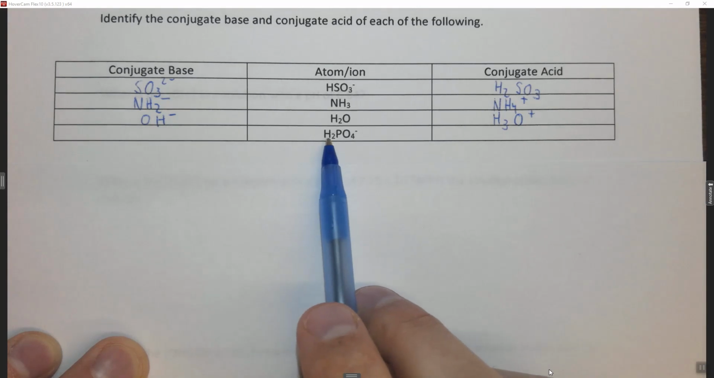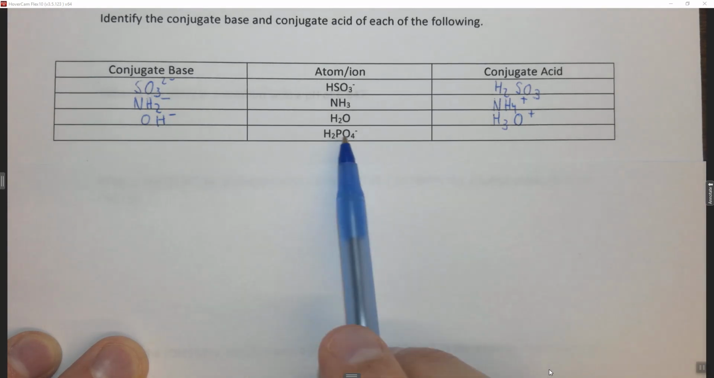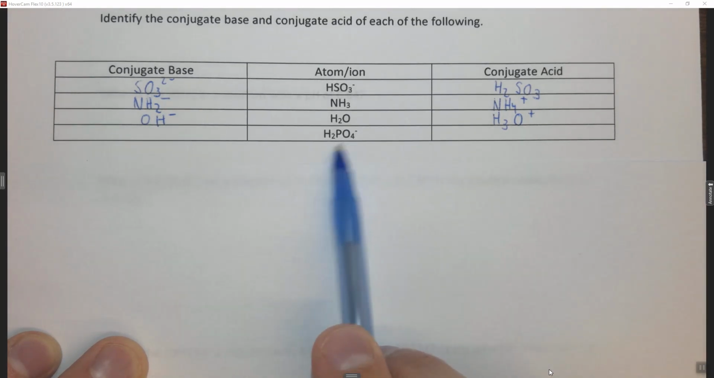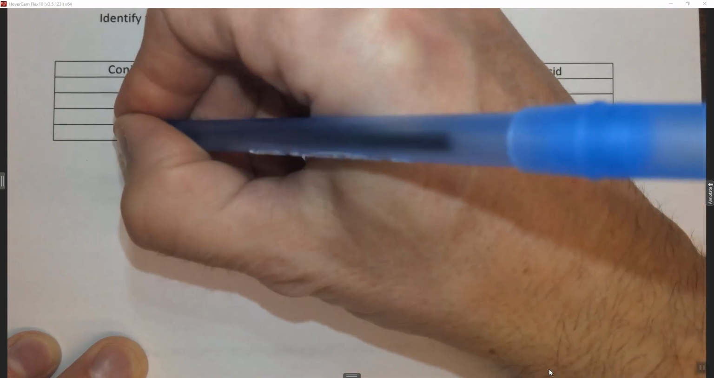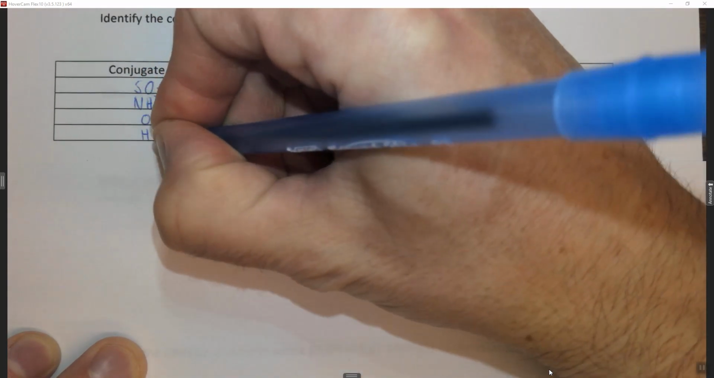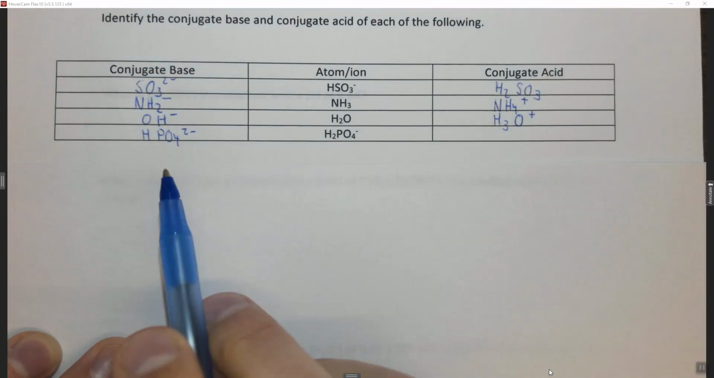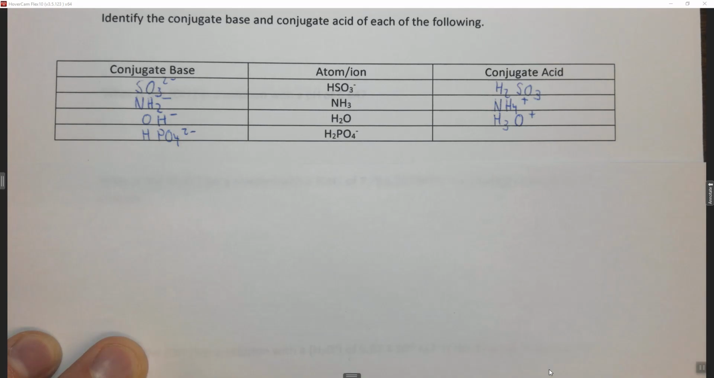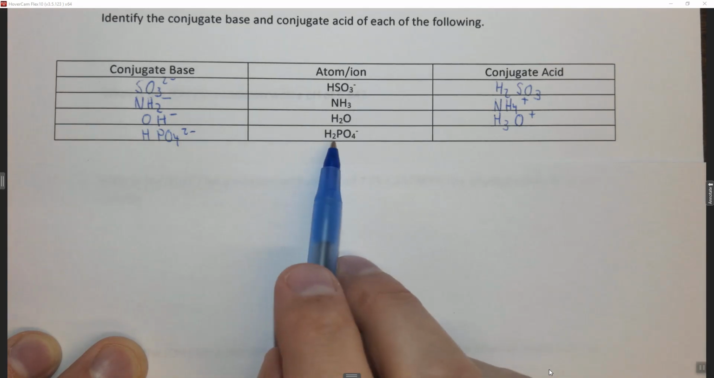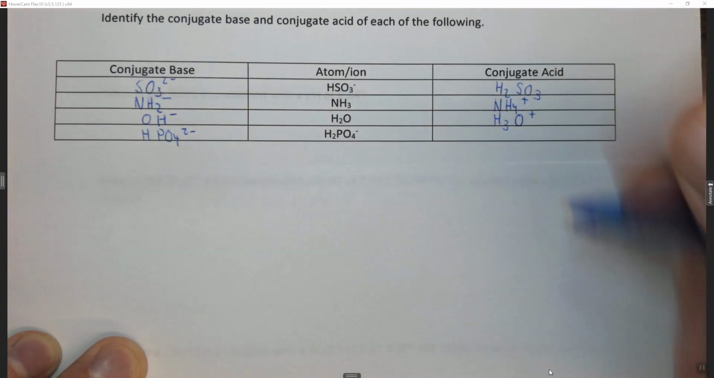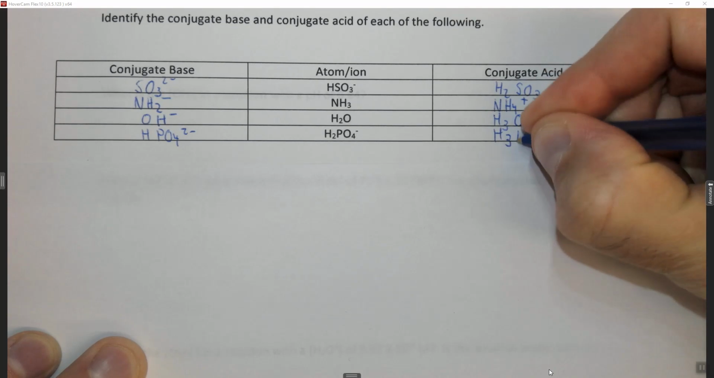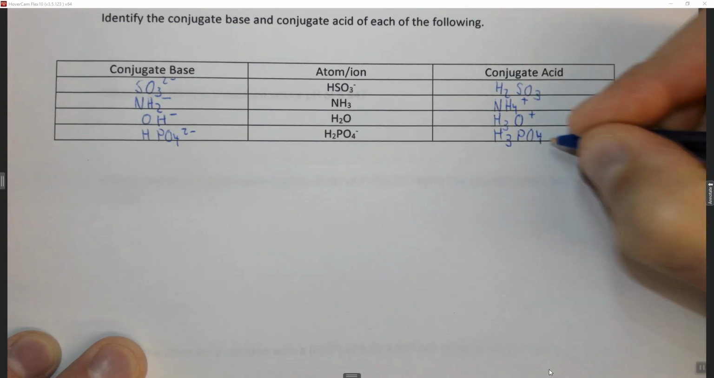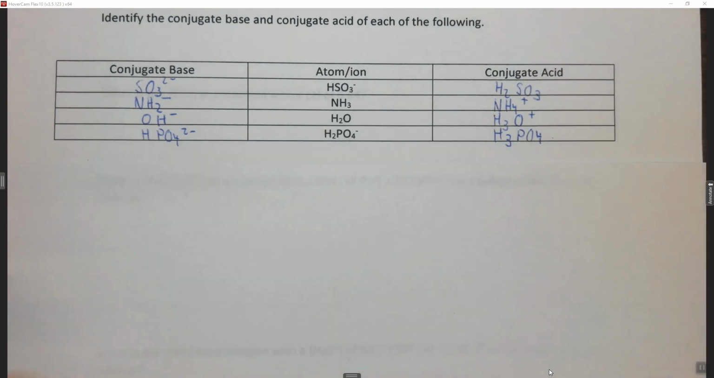What about H2PO4 minus? When H2PO4 minus acts as an acid and we get the conjugate base, we get HPO4, now with a 2- charge because it loses H+, so the charge is more negative. And in this case, when it acts as a base and it gains a proton, we get H3PO4, and instead of being minus because it gains H+, it is actually neutral.